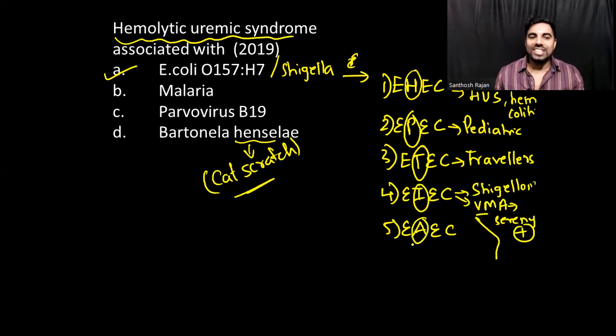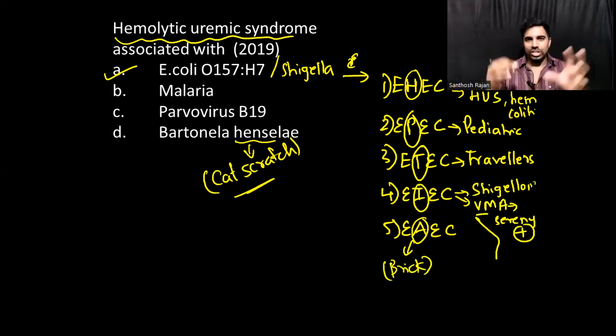And EAEC is the aggregative type, enteroaggregative. They don't ask much, just the brick-like appearance. The way they form agglutination, they form a brick-like stack. That's it for E. coli. So these are the questions, anything can be asked. That's what I'm stressing on this E. coli. That's it. Okay, finished.